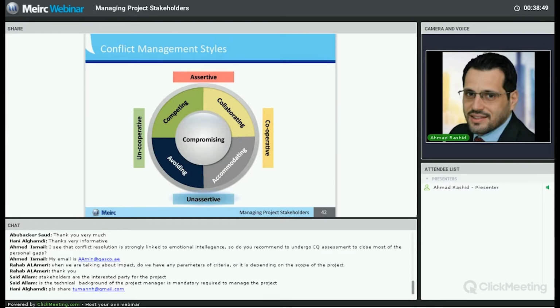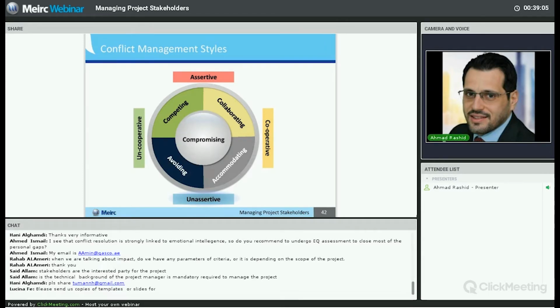Saeed is actually asking a very important question. Is the technical background of the project manager mandatory, required to manage the project? There are two schools of thought, Saeed. Some say that the project manager needs to have the technical expertise, technical background to manage the project itself. So if you are managing an IT project, you need to be an IT expert. If you are managing an engineering project, you need to have an engineering background.